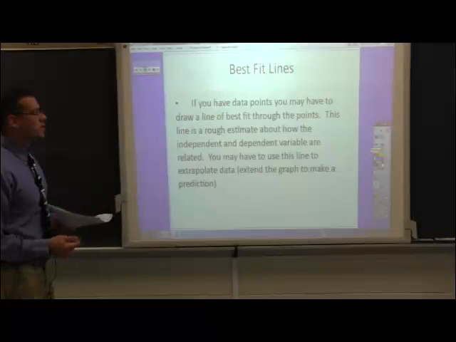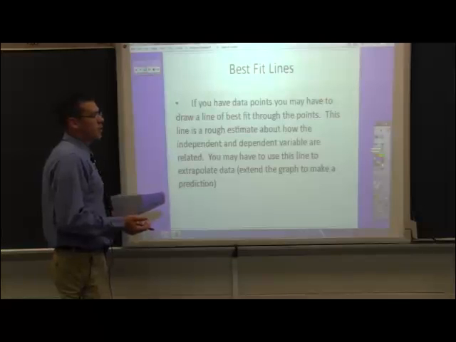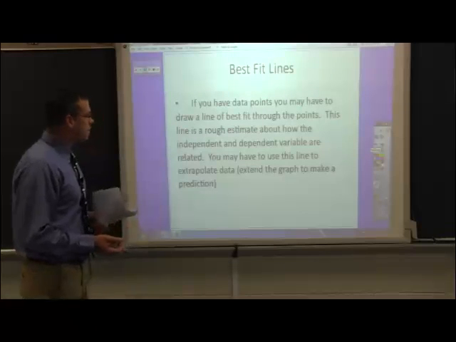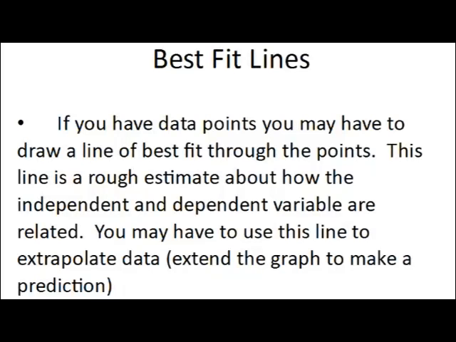Okay, one thing you may be asked to do on the ACT test is draw a graph for yourself and maybe draw a best fit line. Most of the time they'll give you stuff in a data table. A best fit line is sort of like a rough estimate about how the independent and dependent variable are related. You're going to have to use a line sometimes to extrapolate data or extend the graph to make a prediction.